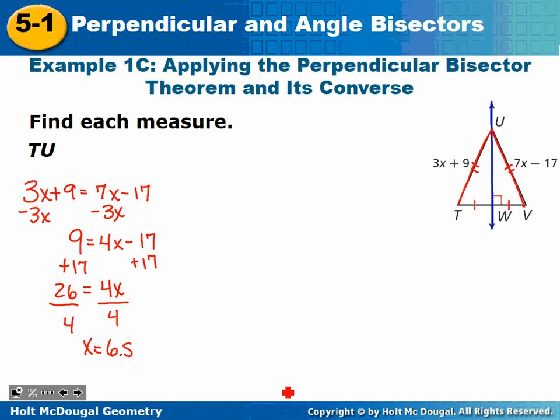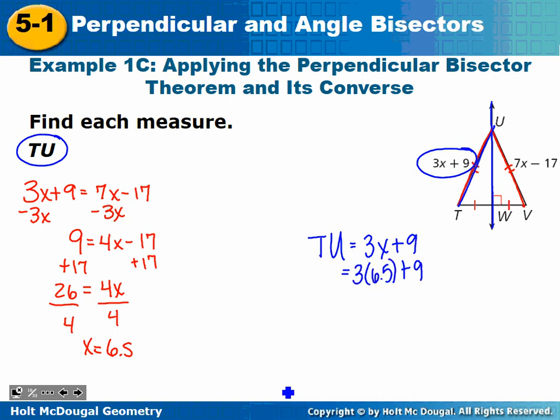No. Read your directions. Be really careful. What did it ask us to find? TU. So now you go back to the picture. TU was this side over here, which is the 3x plus 9. So we're going to plug that back in. TU equals 3x plus 9. Plug in your 6.5. And what do we get? We should end up here with 19.5 plus 9, and then that gives us 28.5.